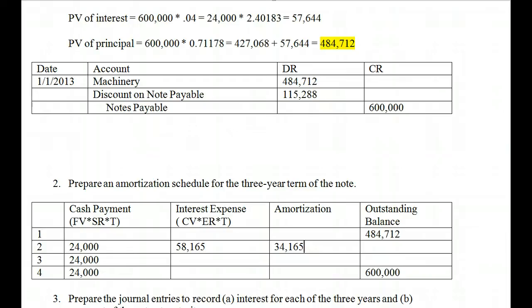Now, the outstanding balance. Let's talk a little bit about the outstanding balance. The outstanding balance has to eventually increase to the actual carry value, or excuse me, the note payable itself, the 600,000. So from 484 to 600, we're going to add.